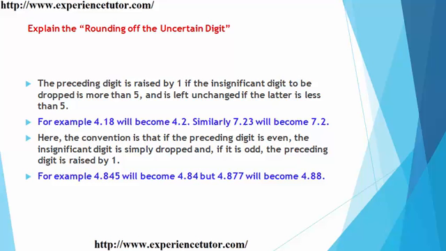Explain the rounding of the uncertain digit. The preceding digit is raised by 1 if the insignificant digit to be dropped is more than 5, and is left unchanged if the latter is less than 5. For example, 4.18 will become 4.2. Similarly, 7.23 will become 7.2.